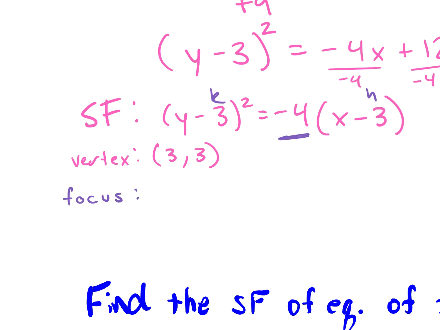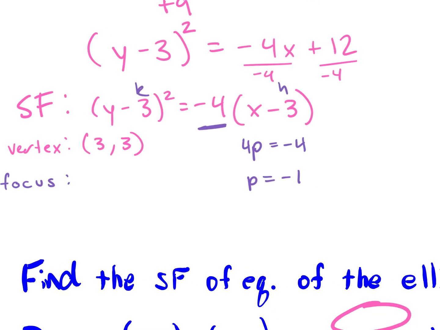To find my focus, I need to know what P is. So this number here is 4P. So 4P is equal to negative 4. So what is P? Negative 1. P is the distance from the vertex to the focus, so I have to find P to help me find the focus.